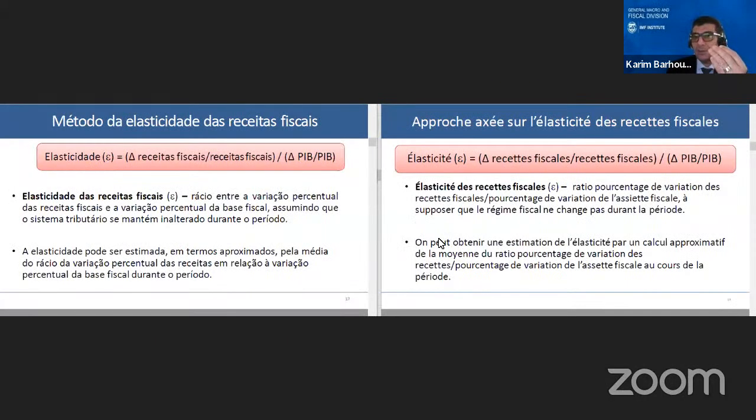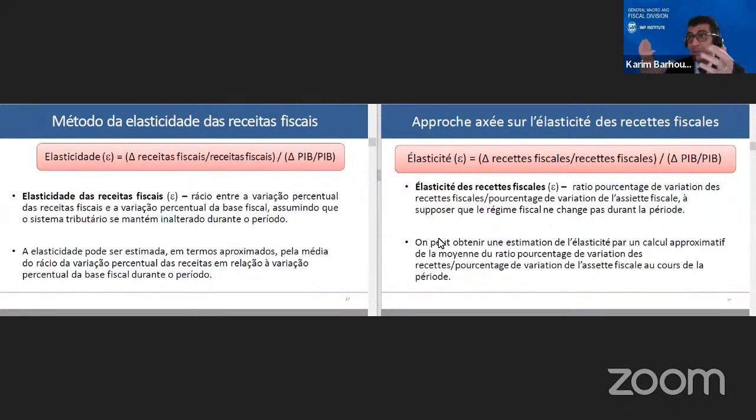We have to make sure that you have all the assumptions here and all the information about what has happened to the tax system during that period. Here, the elasticity approach is defined as the ratio of the percentage change in your tax revenue to the percentage change in the tax base, meaning the growth rate of your tax revenue divided by the growth rate of the tax base. And here we assume that no change in the tax system has occurred during this period.